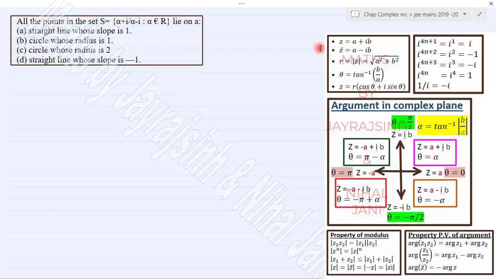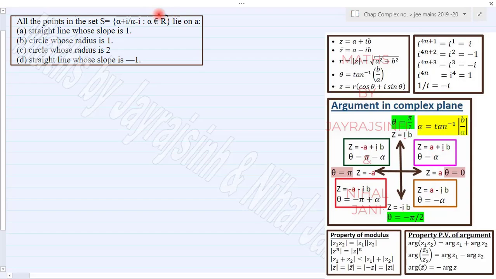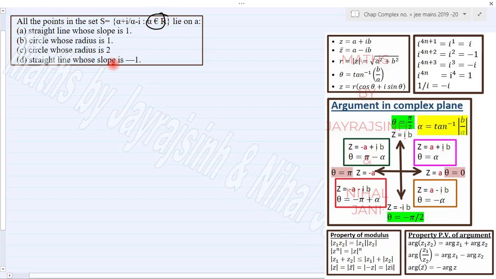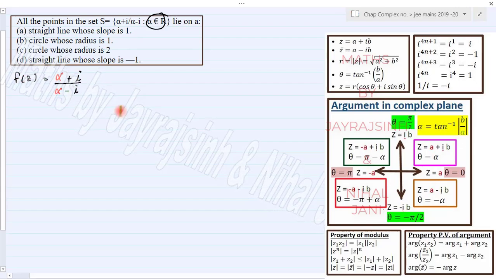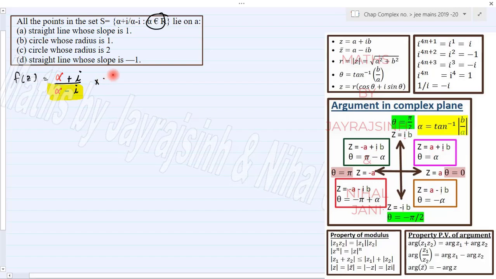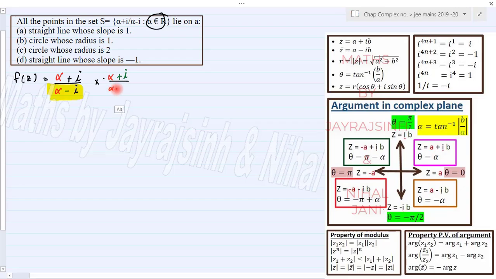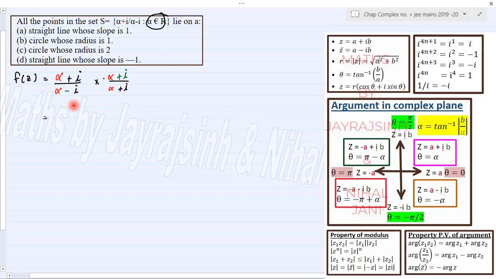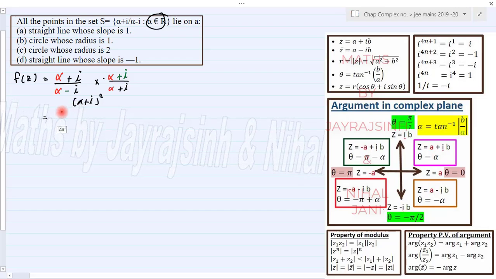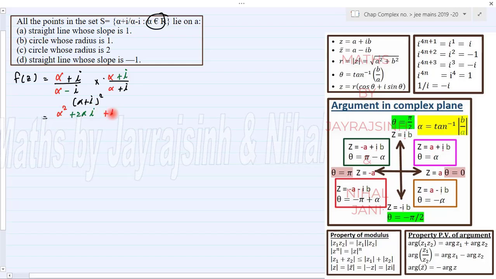In this question, we have a set, alpha plus i upon alpha minus i, where alpha is a real number. So we have to find the shape of this set. So let's try to simplify. For that, we have to multiply and divide by the conjugate of the denominator, which is alpha plus i. So in the numerator, we'll get (alpha plus i) the whole square, which can be expanded as alpha square plus 2 alpha i plus i square.